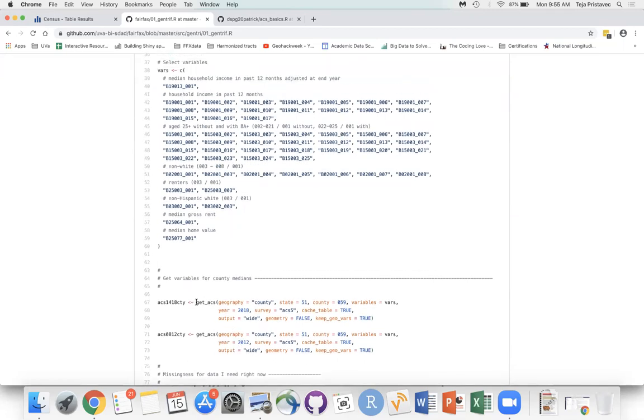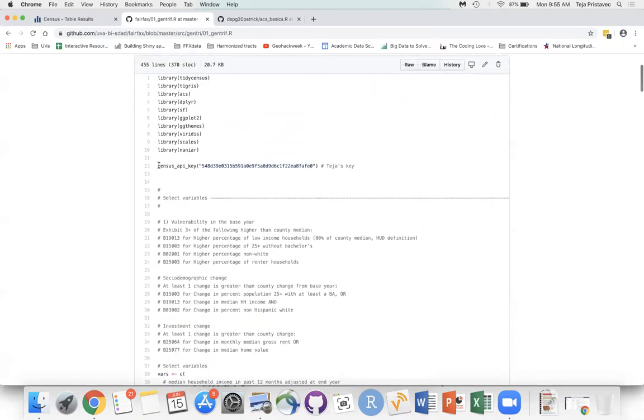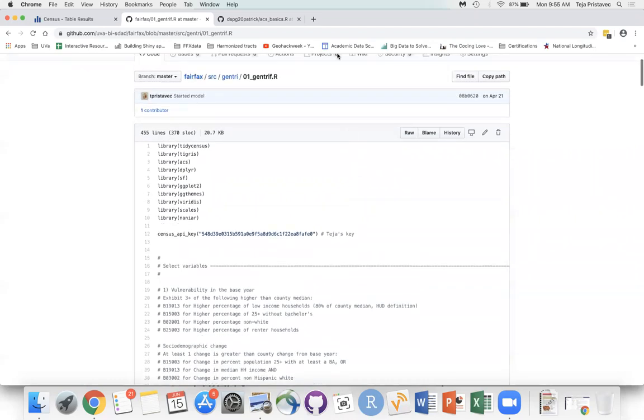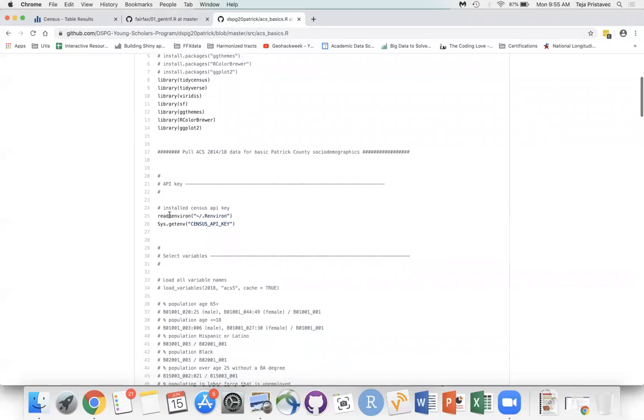You could also paste your key in here when you do the get ACS command. There's an option here where you can say key equals and put it in here. The Census API key command also has an option here that says install equals true, and that would install your key for future sessions, so you didn't have to keep pasting it in. But the best way to do it is to store it as an environment variable.